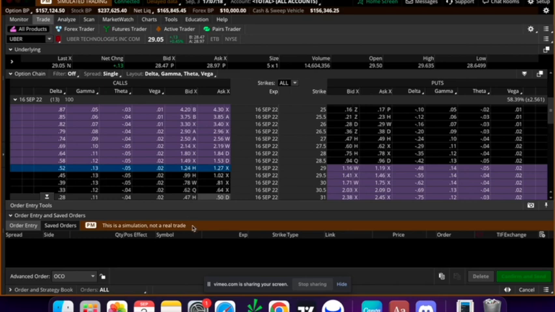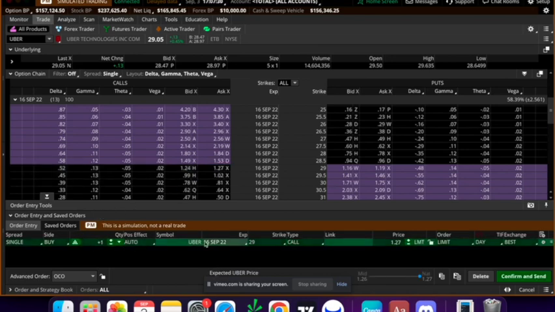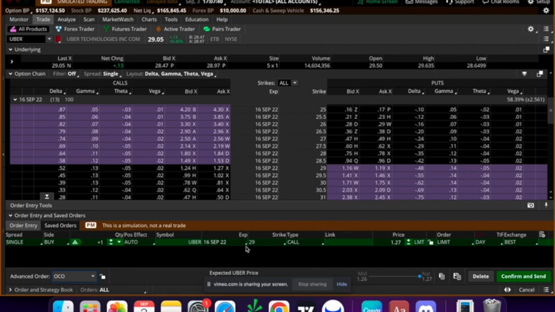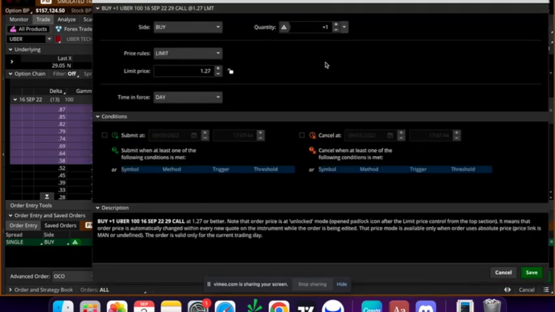So the way to do it is, say you wanted to buy Uber, and you were buying an Uber call, the $29 call. When you click on it, normally this says single. So what you would do is change it to an OCO order. Then you click on this gear icon right here and it brings up these conditions.